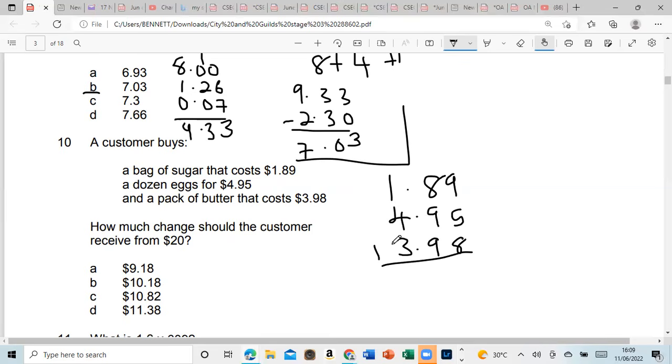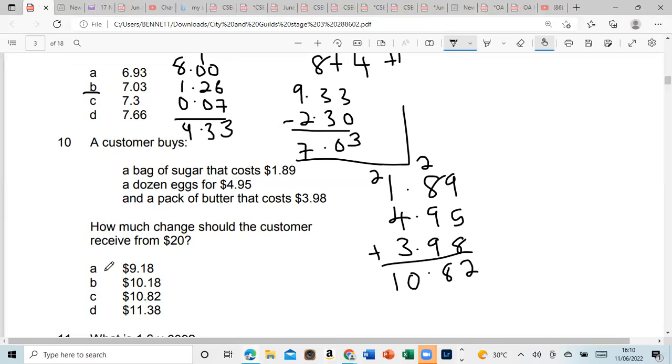Alright, so let's just add this. 8 and 9, that's 17, and 5, 22. And let's check again. 9 and 5, 14, 14 and 8, 22. Alright. So this gives you 10 and this gives you 18. So that's 28. Put the decimal point. 3 and 4, 7. 1, 8, and 10. So you spend a total of $10.82.